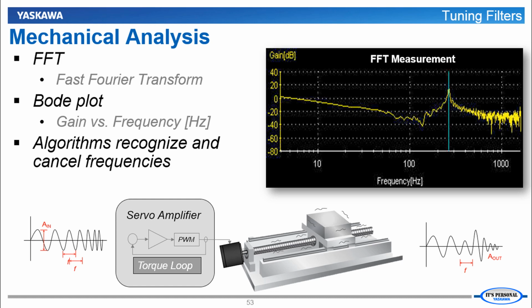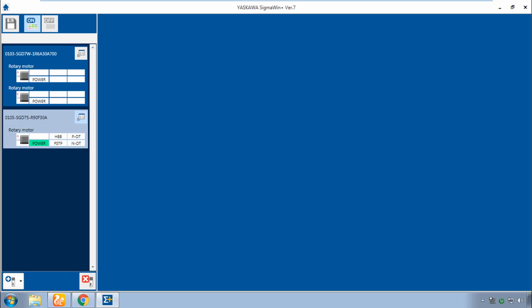But there's much to be learned by doing what we call this FFT, fast Fourier transform measurement, where we plot the gain versus frequency and look for peaks in this graph that indicate there is a problem at that frequency. This type of graph is called a Bode plot, and those 3 filters can then be used based on the frequency that's found in the mechanical analysis. We'll also have a pretty good idea which of those 3 algorithms are the most appropriate to apply to the machine. Let's go try this out now in SigmaWin Plus version 7.